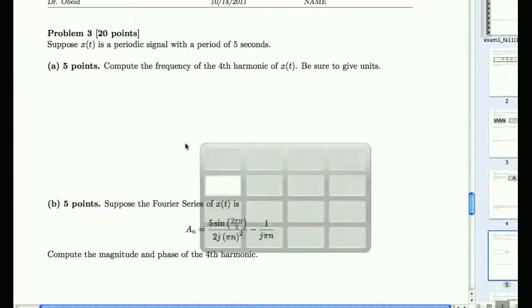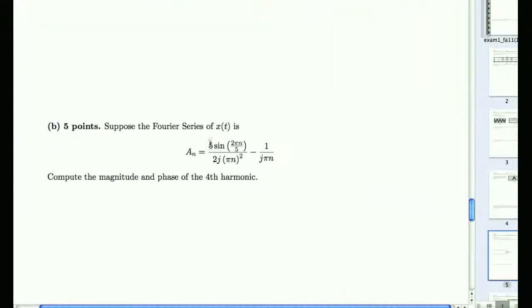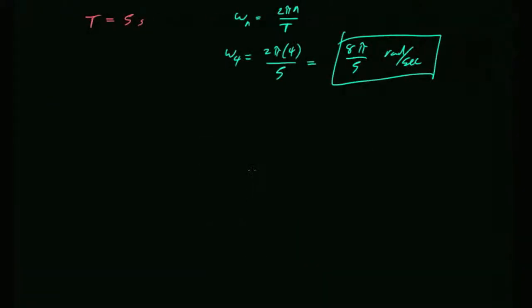Okay, for part B. Suppose the Fourier series of x of t is a nasty function. Compute the magnitude and phase of the 4th harmonic. So I've given you a function, and we need to get a sub 4, right? So I'm just going to start by subbing in a 4 everywhere that I see n.